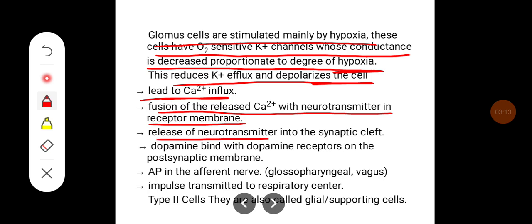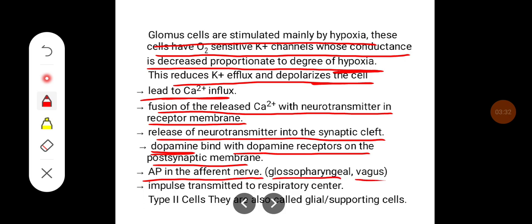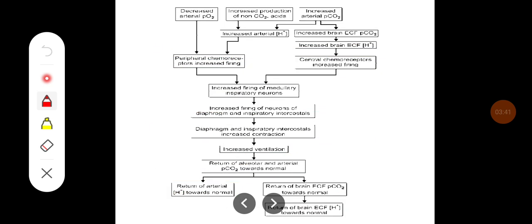This releases the neurotransmitter into the synaptic cleft. The neurotransmitter, dopamine, binds with dopamine receptor on the postsynaptic membrane and action potential occurs in the afferent nerve, that is through the glossopharyngeal and the vagus, and impulse is transmitted to the respiratory center. Type 2 cells are also called as glial or supporting cells. This is the mechanism by which the chemoreceptors are stimulated.